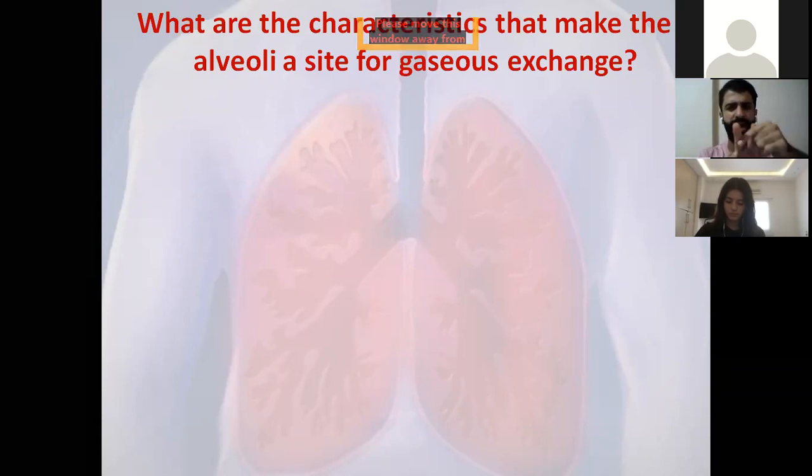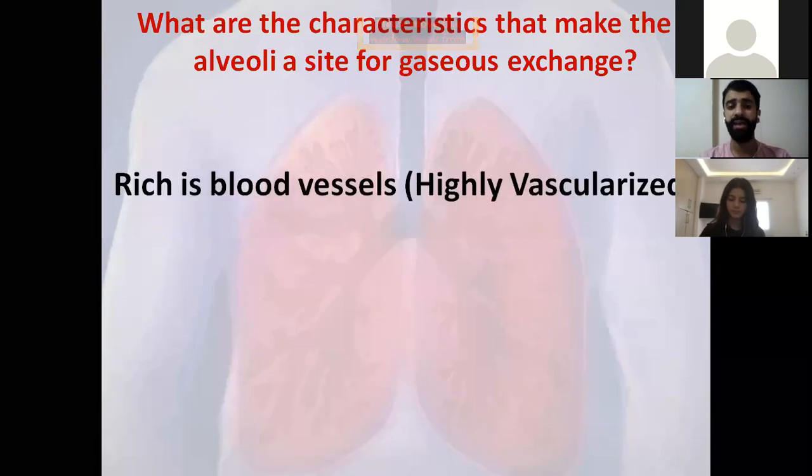Till now, grade 7, you have two characteristics. The alveoli are rich in blood vessels. They contain a very high number of blood vessels. We call it highly vascularized, meaning that it is highly rich in blood vessels. So the first characteristic that makes the alveoli the site of exchange of gases, oxygen and carbon dioxide, is that it's rich in blood vessels.